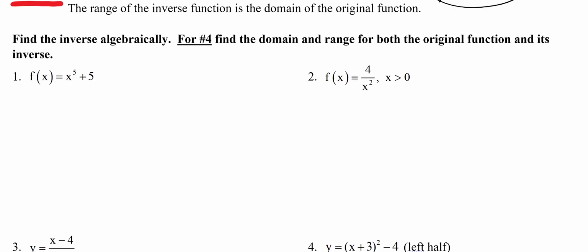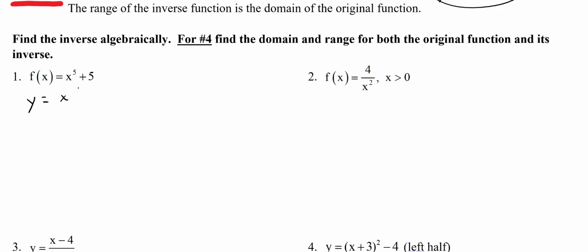Okay, so let's just start out with some problems here. And we're going to use our graphing calculator a little bit, so you might want to get that out. I have an emulator here for the graphing calculator, so hopefully this all works out well. It says find the inverse algebraically. For number 4, find the domain and the range for both the original function and its inverse. So this is pretty easy. I know it's in terms of f of x, but I'm going to write it in terms of y, so it's easy to write.